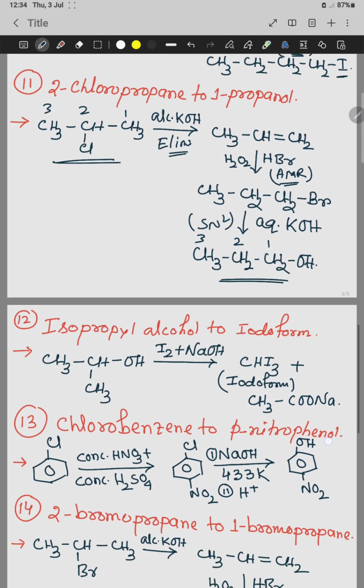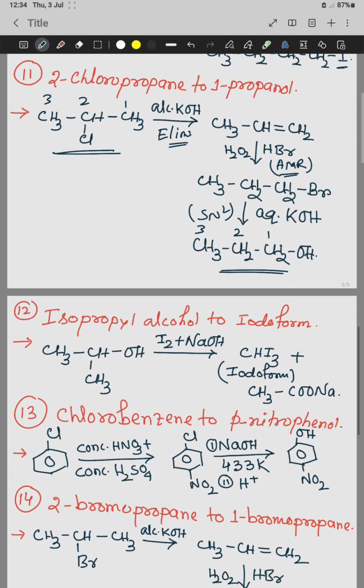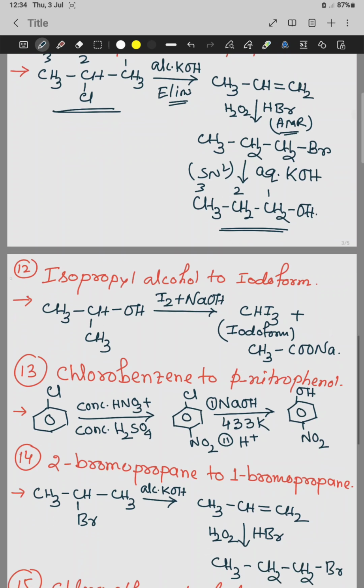Okay, it's very easy. Here actually you use 3 reactions. First one is elimination, and then anti-Markovnikov rule, and then the SN2 reaction. So all these reactions, first of all you have to learn from the chapter, and then you can do the conversion. Okay, next one is the isopropyl alcohol to iodoform.